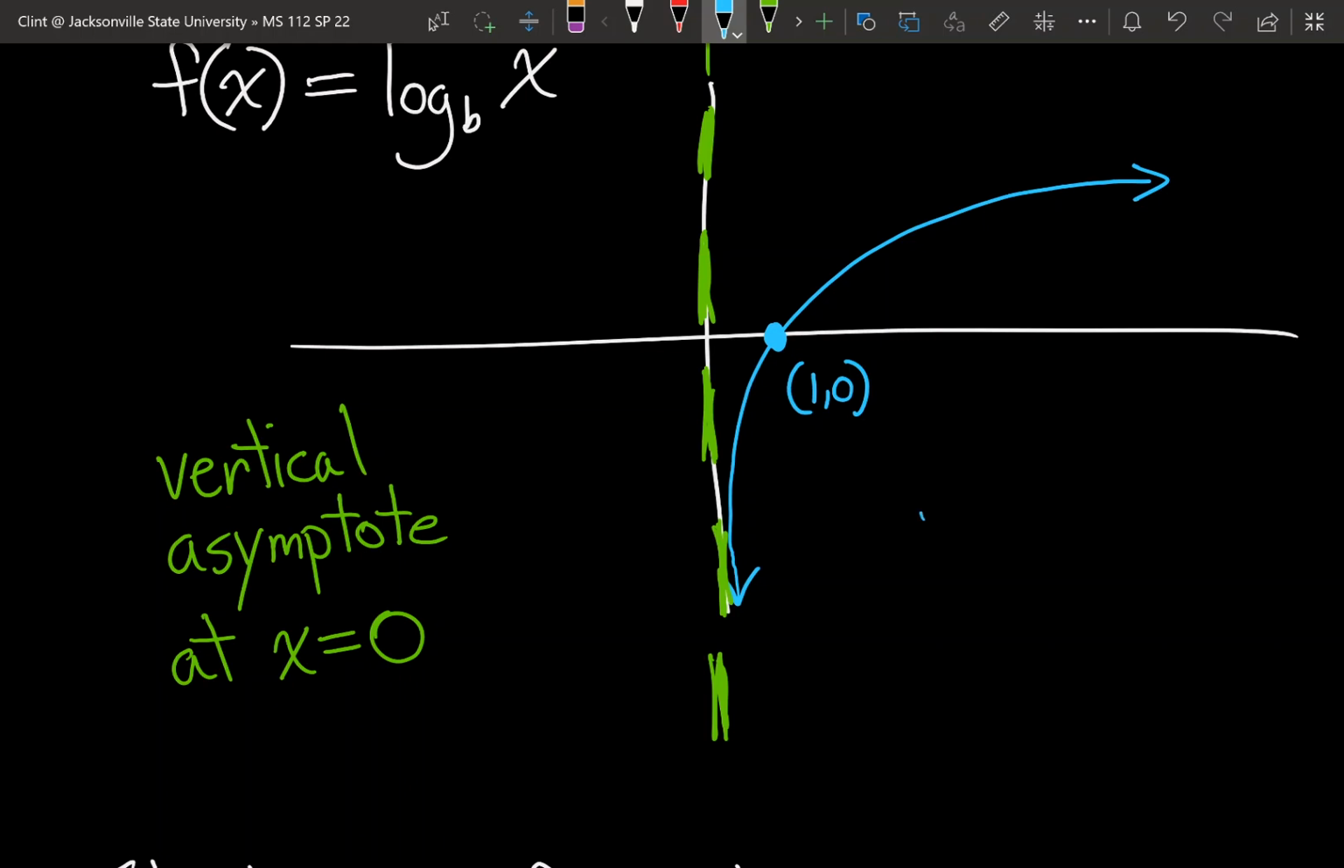Because we have log base b of 1, that's going to be 0, because that's saying some number to what power gives us 1. Any number to the 0th power is going to give us 1, so that's going to be on the graph of any logarithm. Got the idea on those?